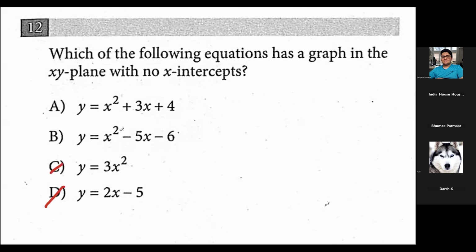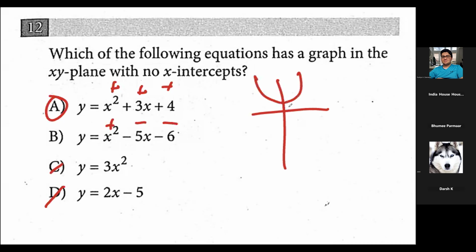But between A and B, we can just use cardinality. So this is positive, positive, positive, and this is positive, negative, negative. So the correct answer is A. An explanation would be an x squared graph is like this.